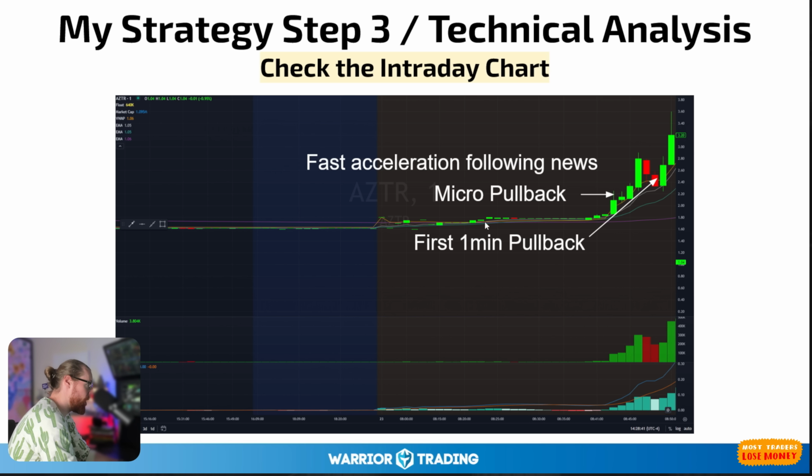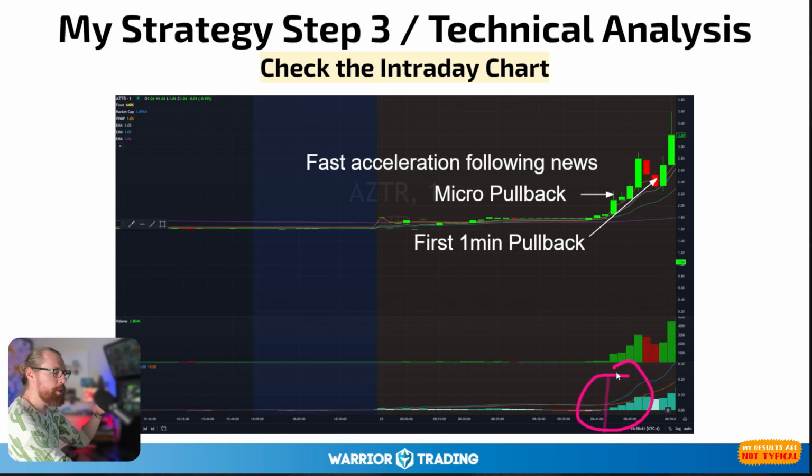Now on the intraday chart, we've got fast acceleration following the breaking news. We have a micro pullback that occurred right here at about 2.20. And then we got the first 1 minute pullback, which was right in here. We have increasing volume. The MACD is open. And even though we didn't get a crossover here, that gave you the ability to buy.